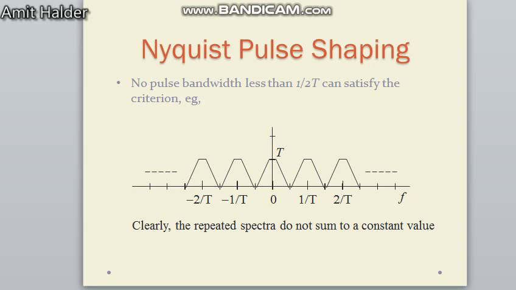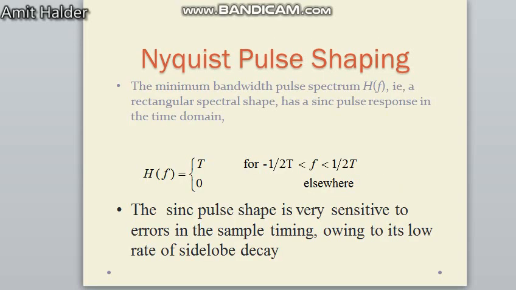Here you can see, if we use the pulse shaping technique, where the impulse is not attached it is 0, and if it is attached, the value is 1. You can see there is no place that will overlap. It is clear: the repeated spectrum sums to a constant value. So that is the Nyquist pulse shaping, with which we can really reduce the intersymbol interference. So what is the other part of the Nyquist pulse shaping? So these are the things.